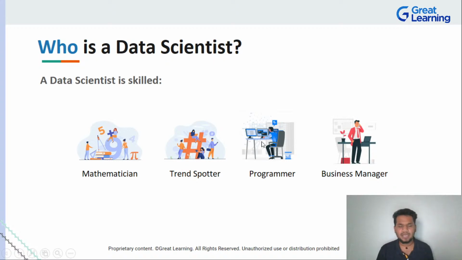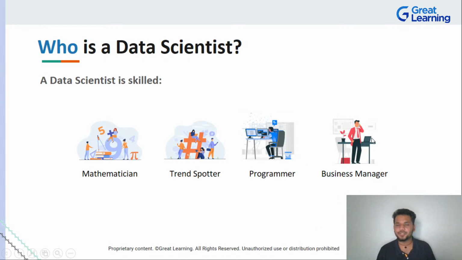The third thing is programmer. Of course, a data scientist has to be a programmer, because you take all of these three, a data scientist being a mathematician, a trend spotter, and a programmer. These three is fantastic to solve a problem, right? These three skills that a data scientist has, yes, you can solve a problem, you can be good in data science. But look at this last point.